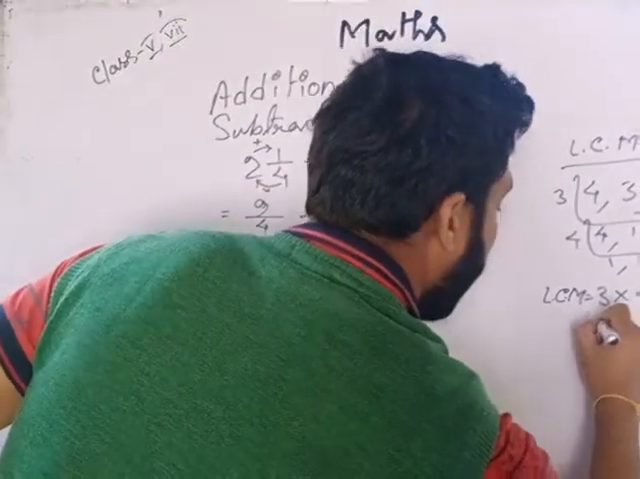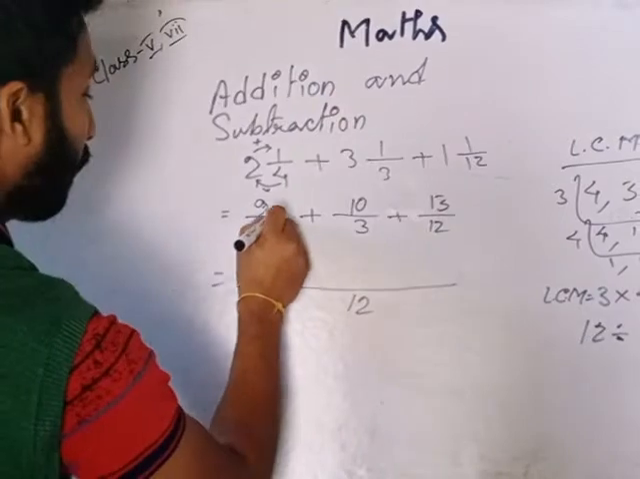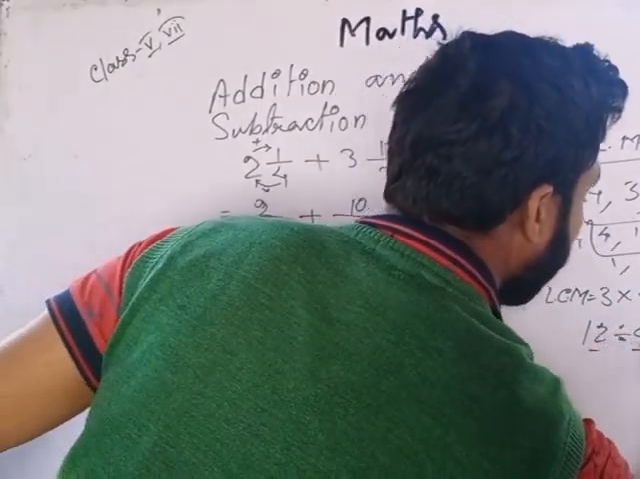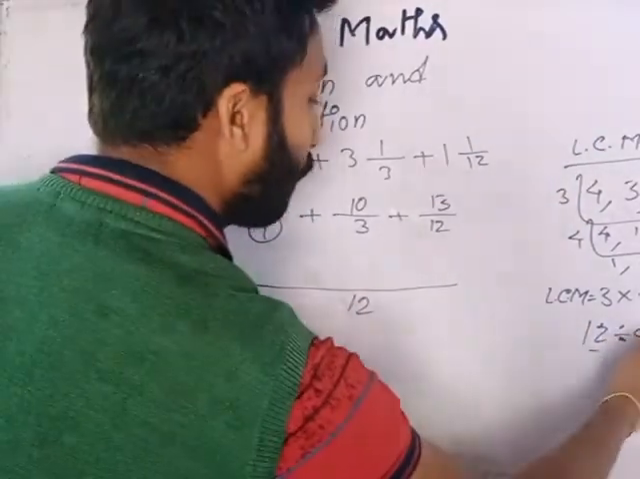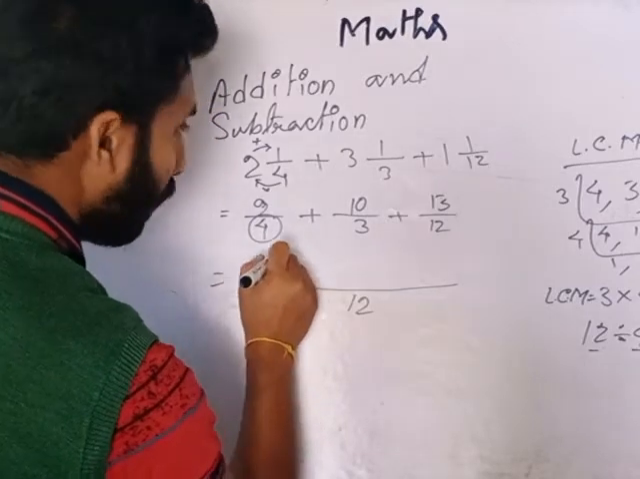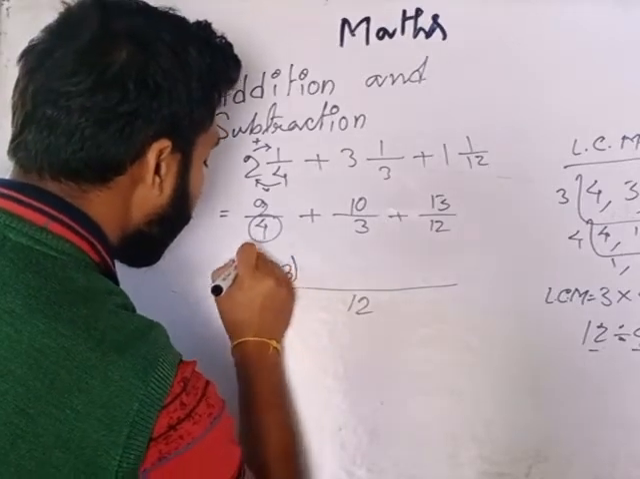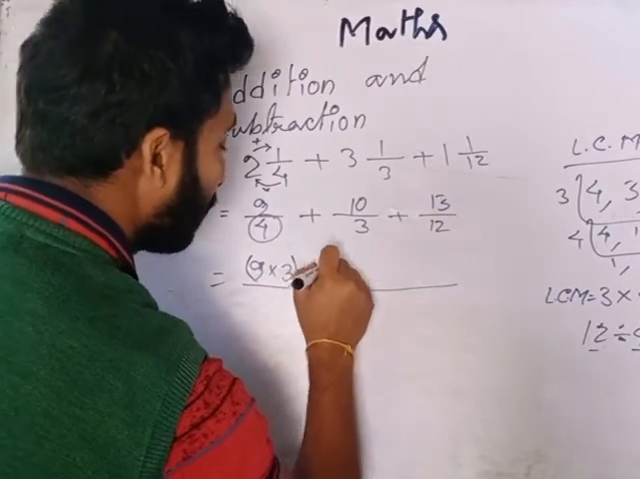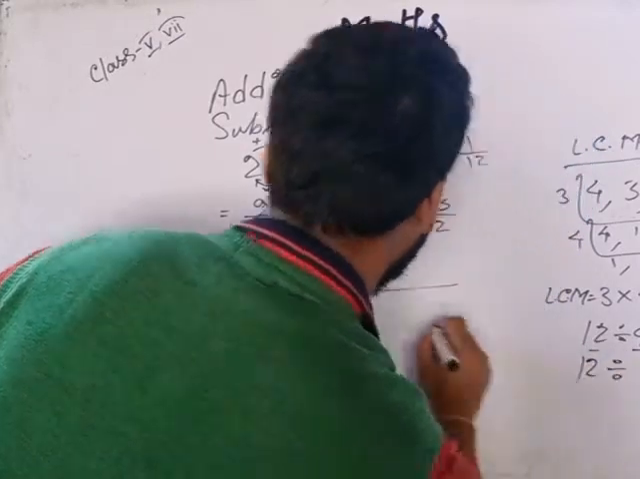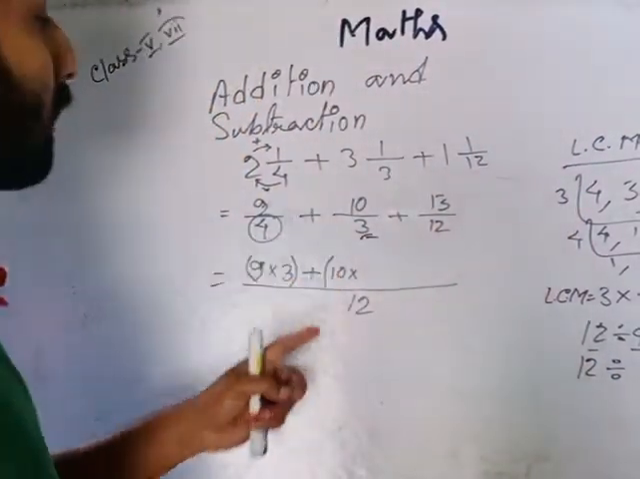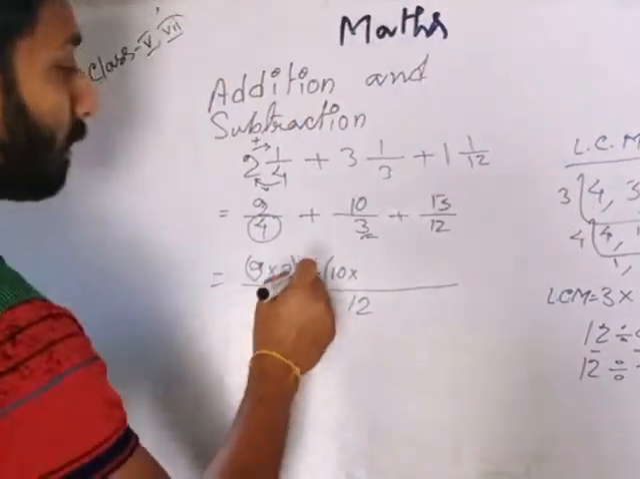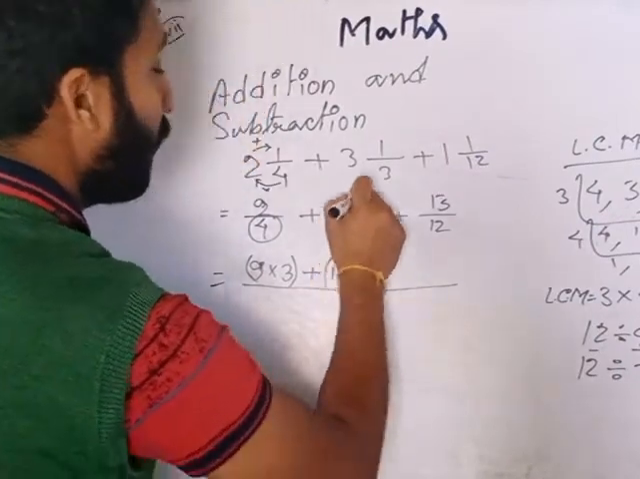Okay. 12 divided by, first it is 4. So we should write here 4. 12 divided by 4, that is 3. So we should multiply 3 with the numerator 9, plus 10 multiplied with which number? 12 divided by 3, because the denominator here is 3. That is 4, so we should multiply the numerator 10 with 4.